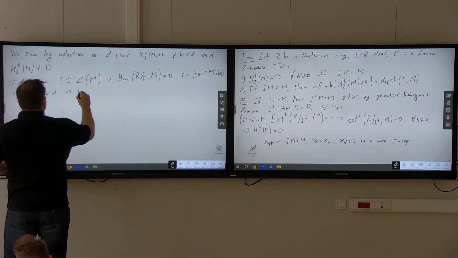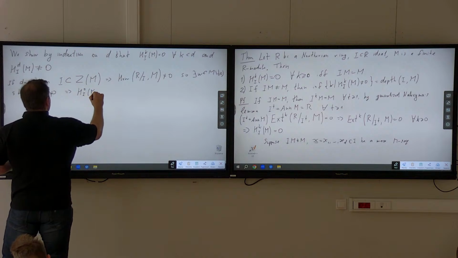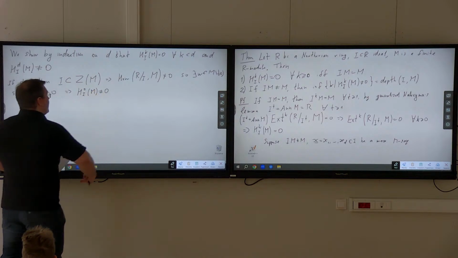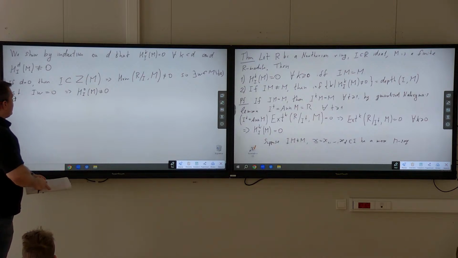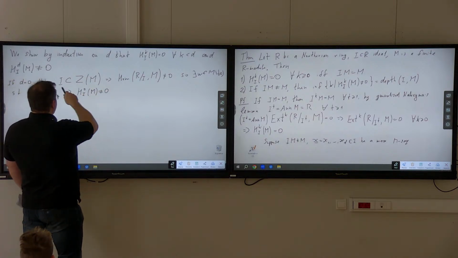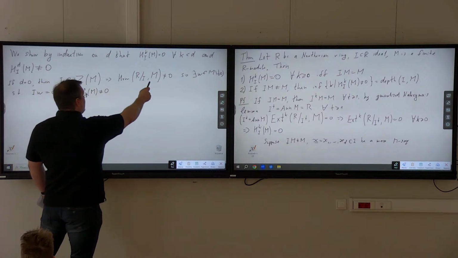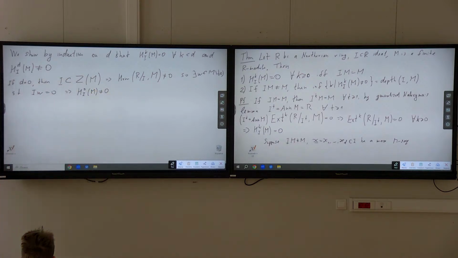So this means that H_0^I(M) is not equal to 0. I think everything is more or less trivial, maybe except this application. If I is contained in the zero divisors, then the Hom is not equal to 0. Do you see why this is so? Well, it's something like, for Noetherian finite zero divisors, a union of associated ideals. Yeah, you can say it like this, but in fact, you can use the formula for depth.